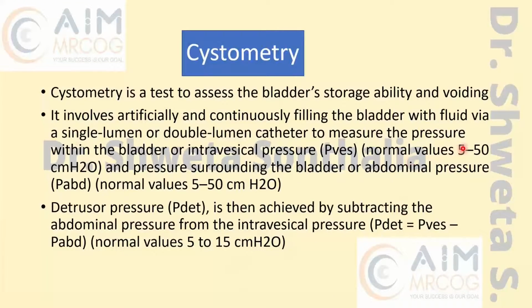Now, what is the normal value? For Pves, the normal value will be 5 to 50 centimeters of water, and for Pabd also the normal value will be 5 to 50. And Pdet, which is Pves minus Pabd, the normal value is 5 to 15. Up to 15 is normal. Anything more than 15 is detrusor overactivity. So please remember this 15, very, very important. And the upper value for this is 50.